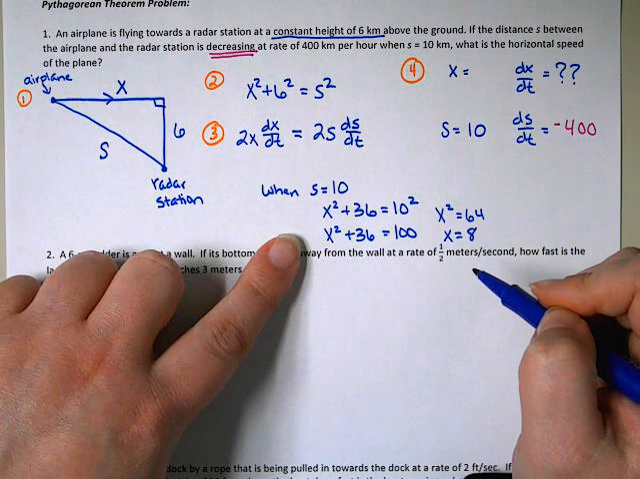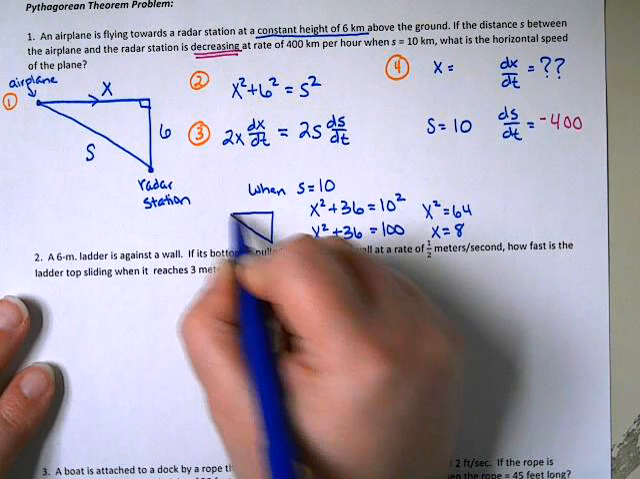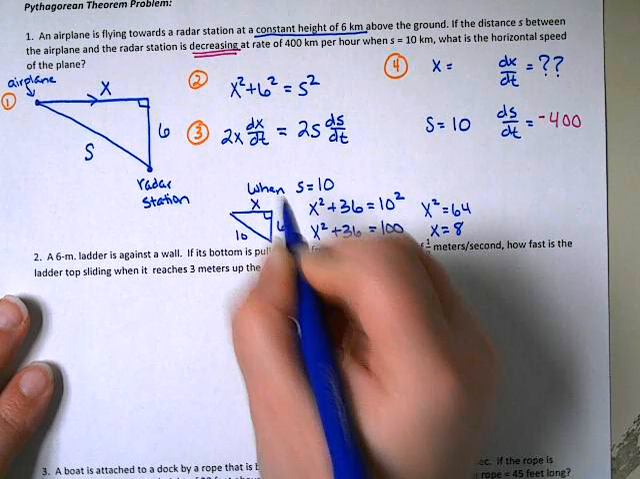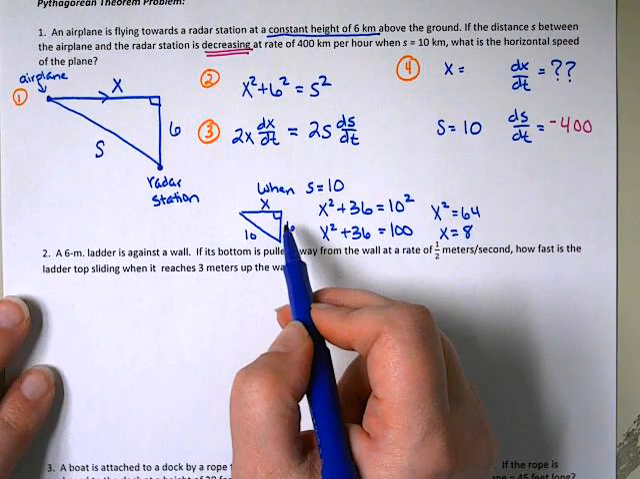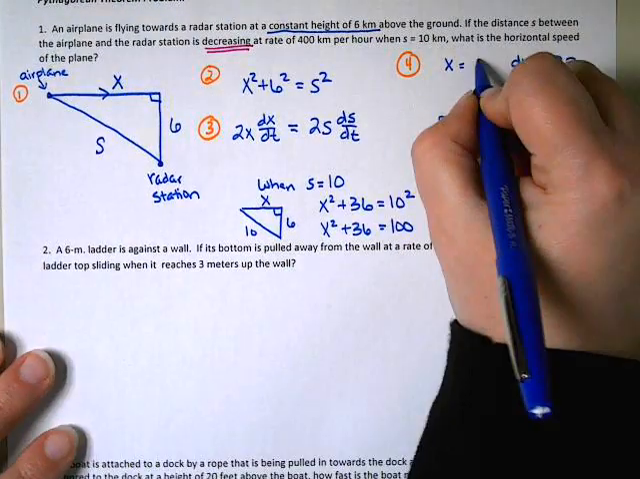Now, some students prefer to draw a picture for when we look at this specific example, so this would be a 10, a 6, and that's our x. If you do that and you can look at it and use your Pythagorean triples and know that that's 8, that's cool too. But either way, we get that x is equal to 8.